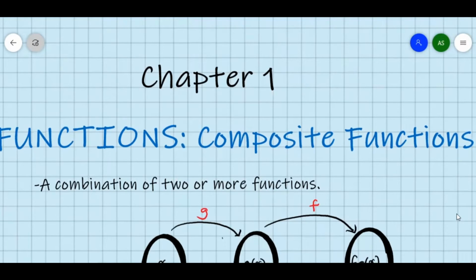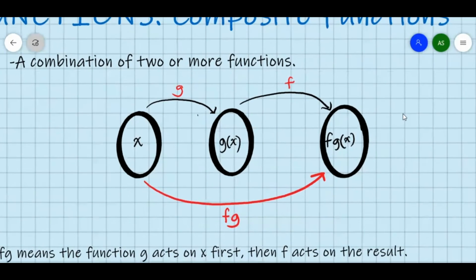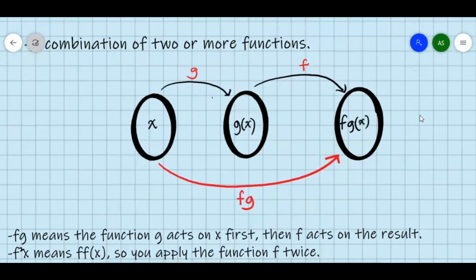Hello, so today we will talk about functions, specifically composite functions. Now, what is a composite function? It is a combination of two or more functions. Let's say, for example, in this diagram, you can see this is a composition of f and g. Take note that fg means the function g acts on x first, and then your function f is going to act on the result.